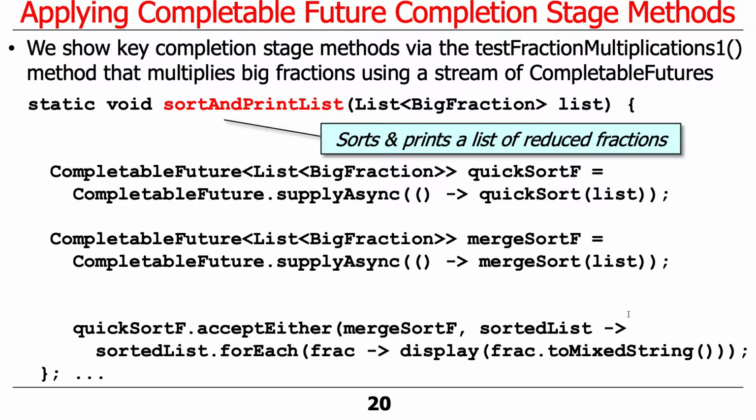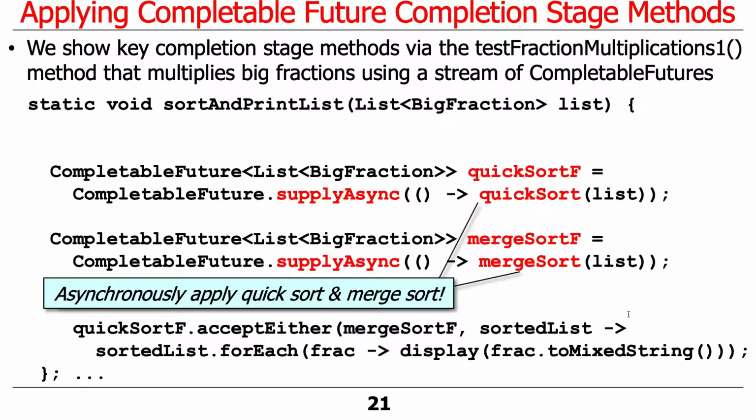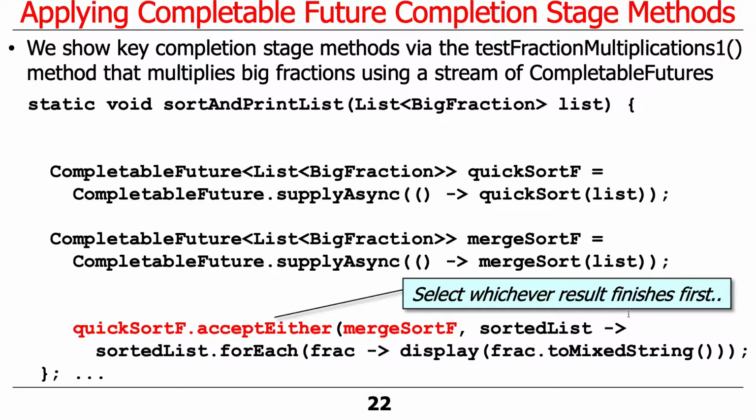Here is sort and print list. This is going to sort and print a list of reduced fractions, and it's going to do it in a ridiculously clever way, leveraging the fact that we have way too many parallel cores these days, so why not take advantage of them? What we're going to do is we're going to go ahead and asynchronously apply quicksort and asynchronously apply merge sort to the same list. So we're going to sort the list of reduced and multiplied big fractions now that they're all finished. We're going to go ahead and quicksort them and merge sort them in parallel. And then we're going to take whichever one finishes first, and we're going to go ahead and print the results.